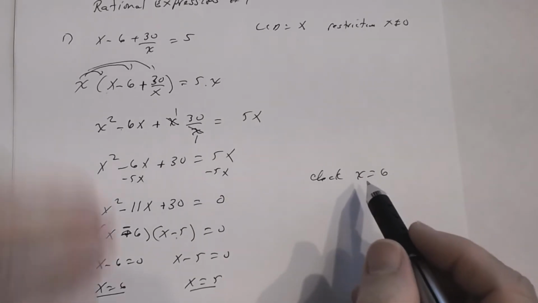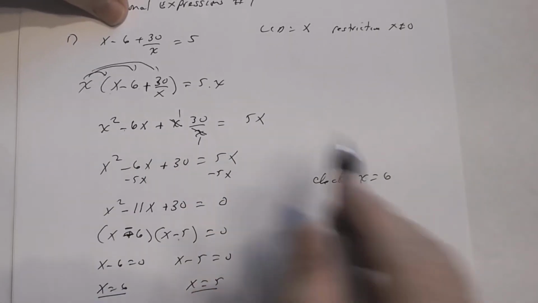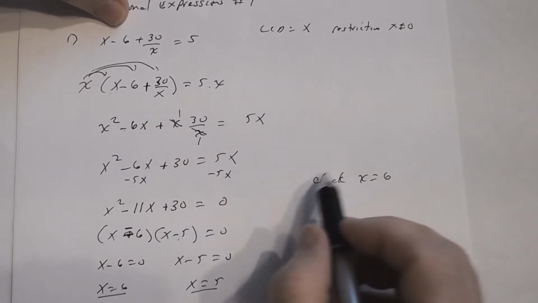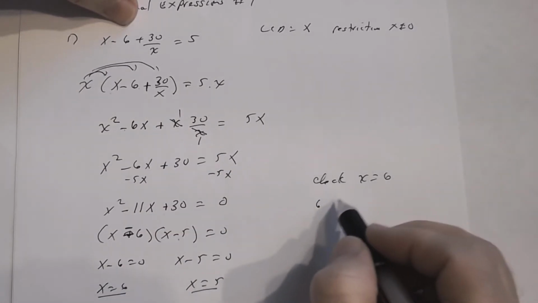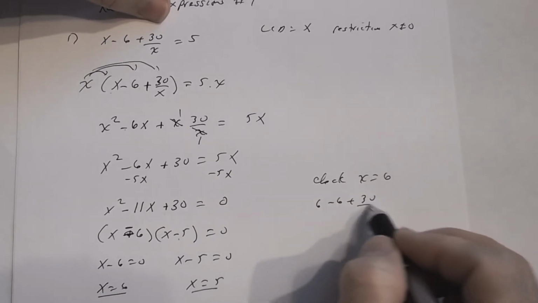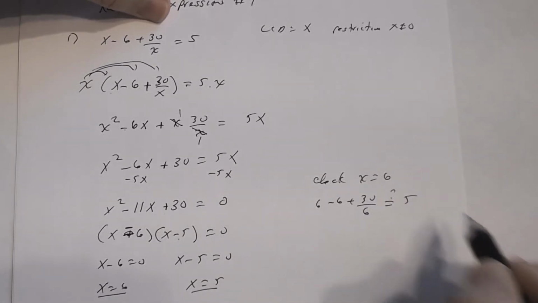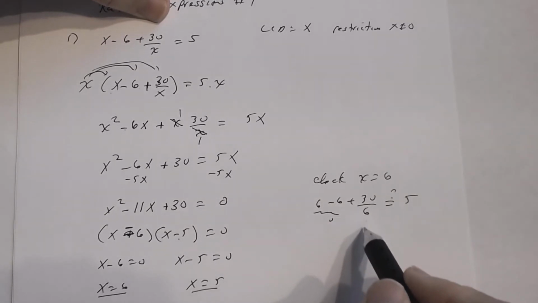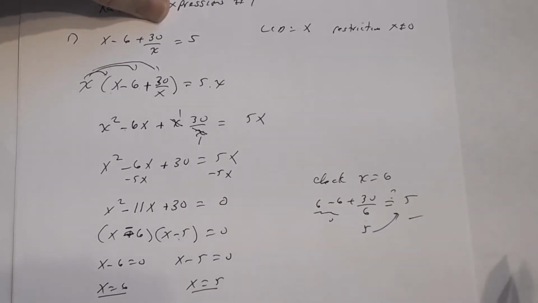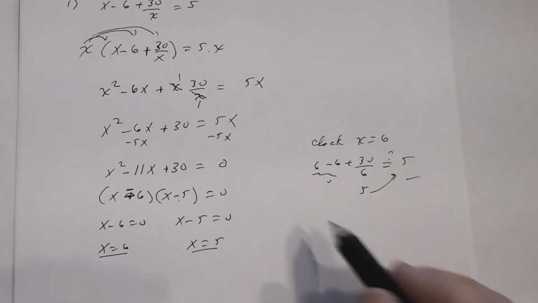Okay, so you go back to the original, right? And so we have 6, where we see an x, you substitute 6. So I have 6 minus 6, see that? Plus 30 divided by 6, and we'll see that's going to equal 5. Well, 6 minus 6 is 0, correct? And what's 30 divided by 6? 30 divided by 6 is 5, so that equals. And you could have done the same thing with 5.